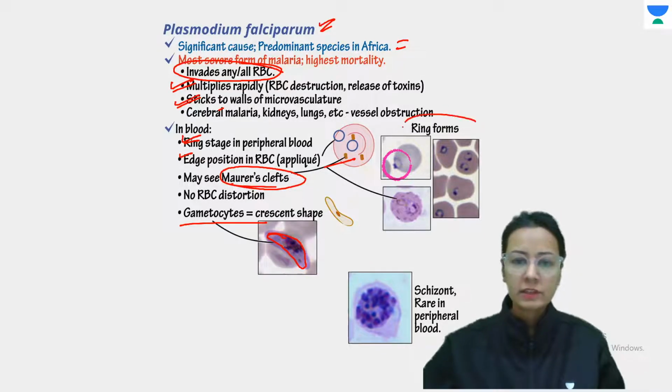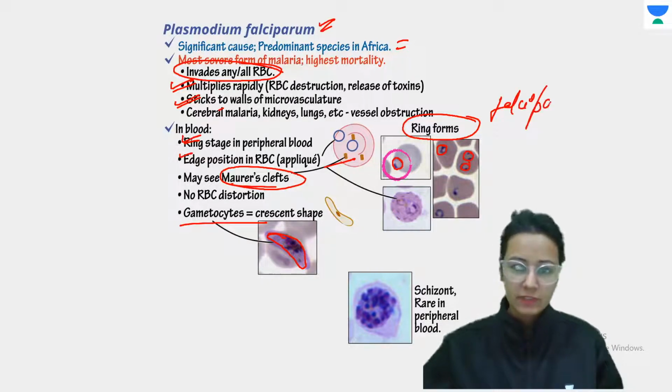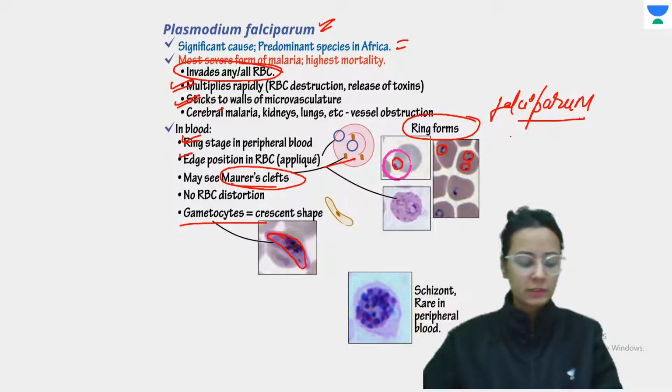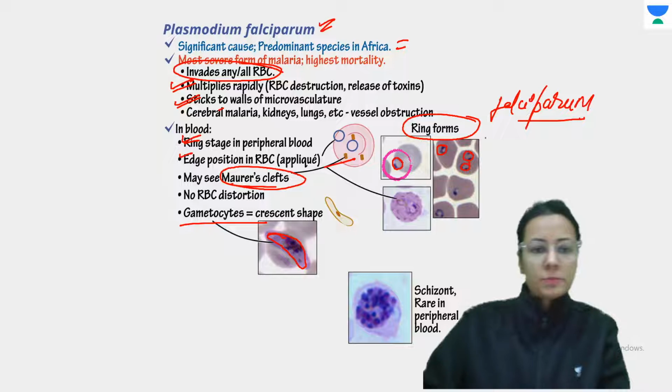Alright, and the ring form in the trophozoite form. These are the ring forms. Even double ring forms are also seen in Plasmodium falciparum. Ring stage in the peripheral blood and the Maurer's cleft.